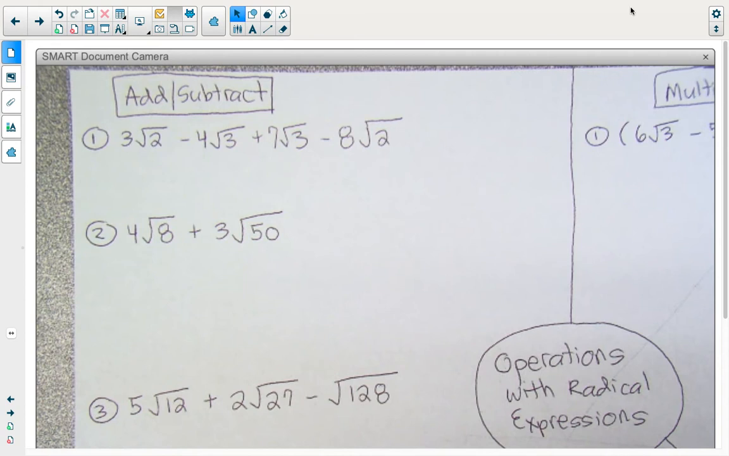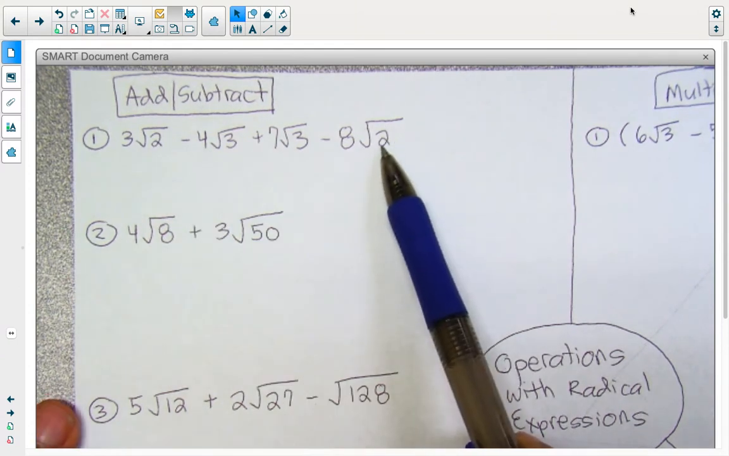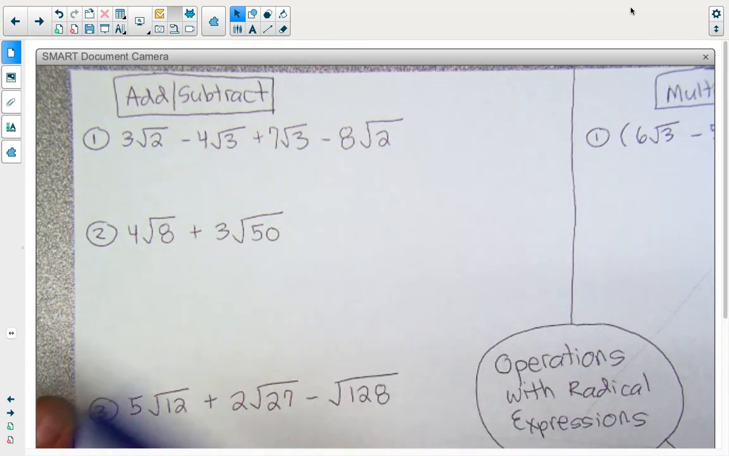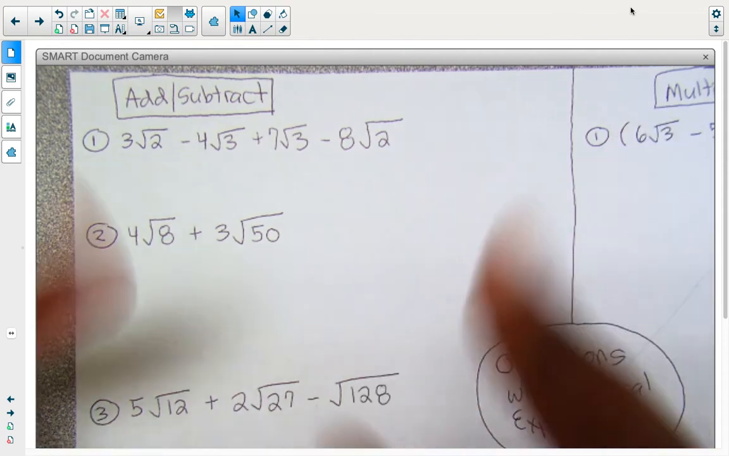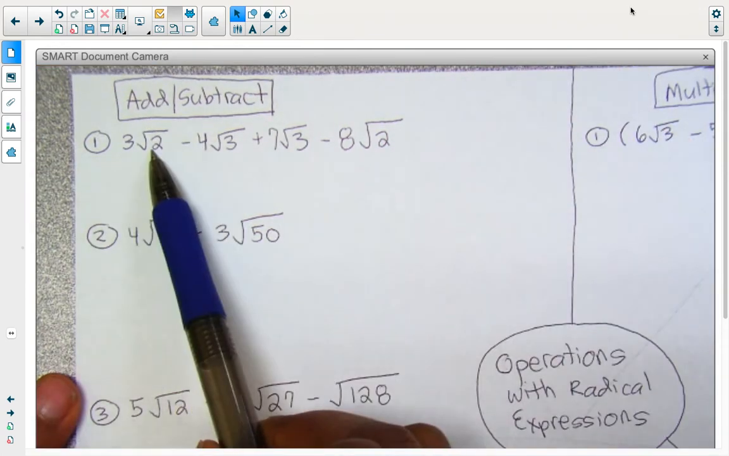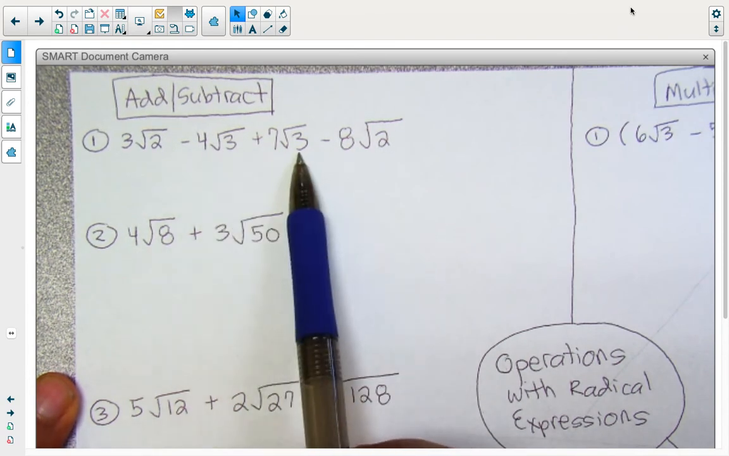When you're adding and subtracting radicals, they have to have the same inside number. So if I'm looking at this first one here, the square root of 2 has to go with the square root of 2. And the square root of 3 has to go with the square root of 3. So think of these as, quote unquote, like terms. So square root of 2 and square root of 2 go together, and the square root of 3 and the square root of 3 go together.